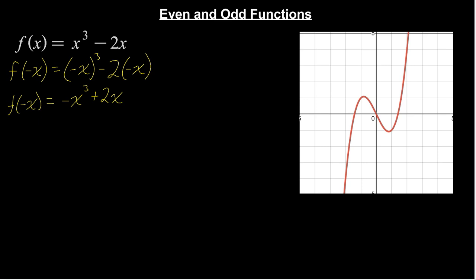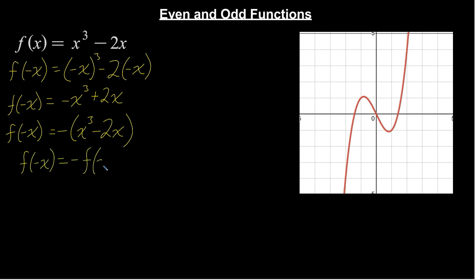Well, I can factor out a negative 1. So f of negative x is equal to the opposite of x cubed minus 2x. Well, x cubed minus 2x is just f of x. So f of negative x is equal to negative f of x. That means that this function is odd.